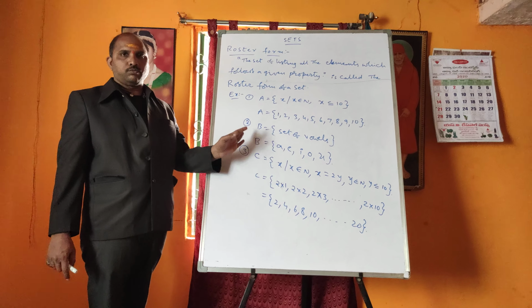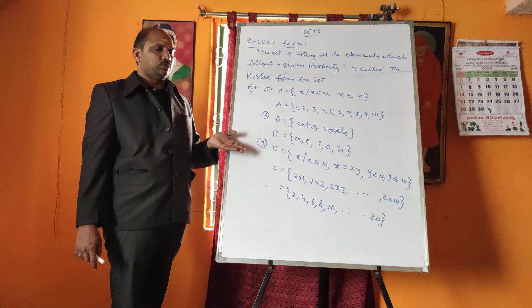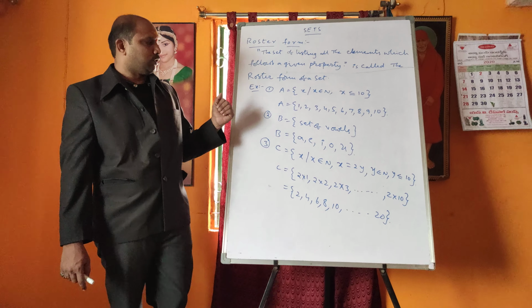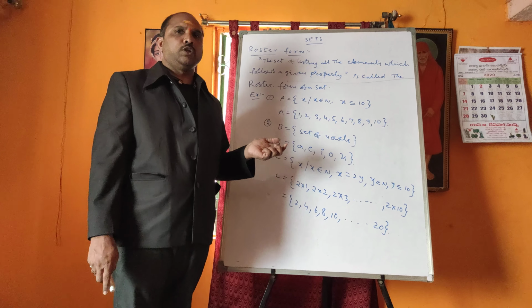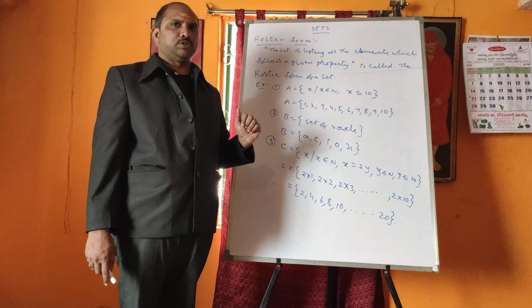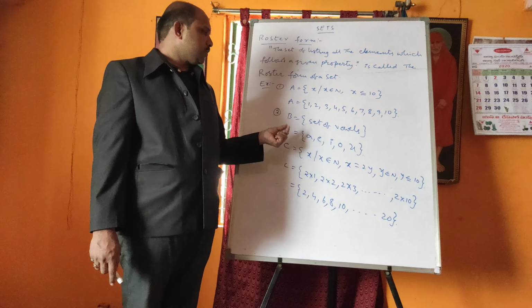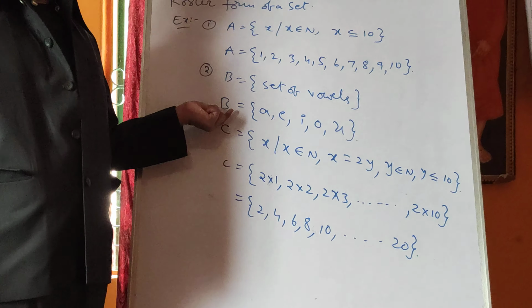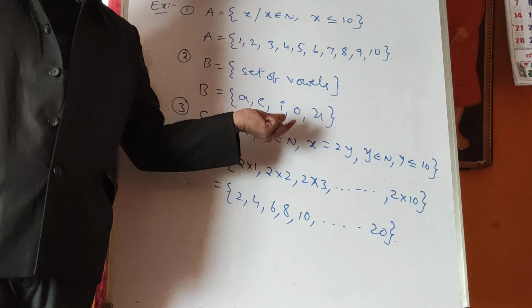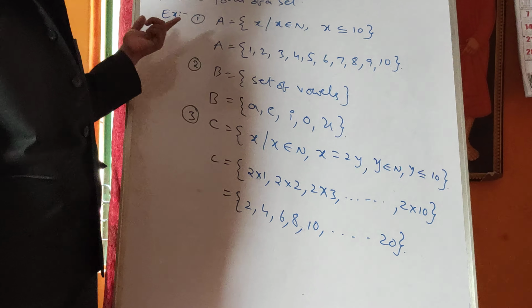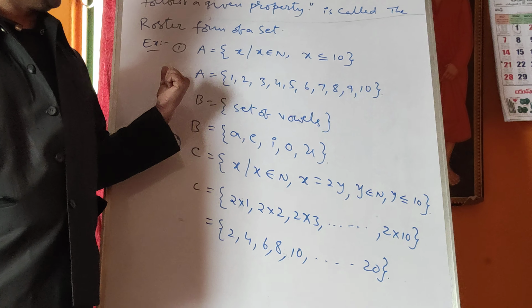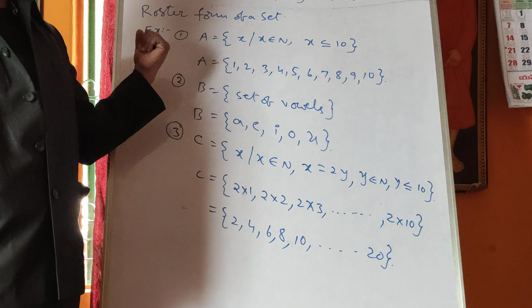About this set builder form we will learn later on. Next one is the set of vowels. In the English alphabet we have only 5 vowels: A, E, I, O, U. That is indicated by the set B. B is equal to {A, E, I, O, U}. And next, A is equal to {x such that x belongs to N and x is less than or equal to 10}. So it's a very easy one.